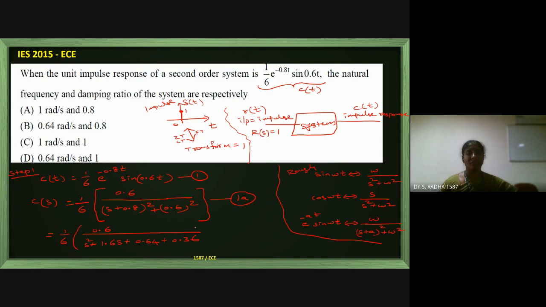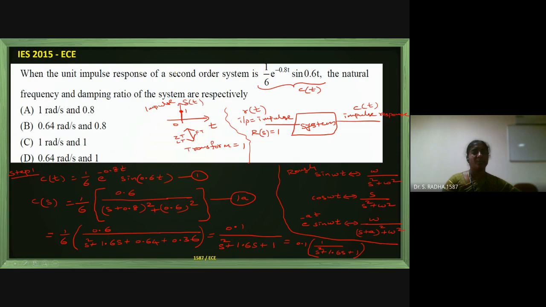So further simplification, what I can do, if you cancel this 6 and 0.6, numerator will have 0.1, denominator will have s square plus 1.6s plus 1. 0.64, 0.36, if you add, it becomes 1. So this 0.1 constant I will put aside, and I will make the fraction 1 by s square plus 1.6s plus 1. This is our final transfer function. Closed loop, second order, final transfer function.